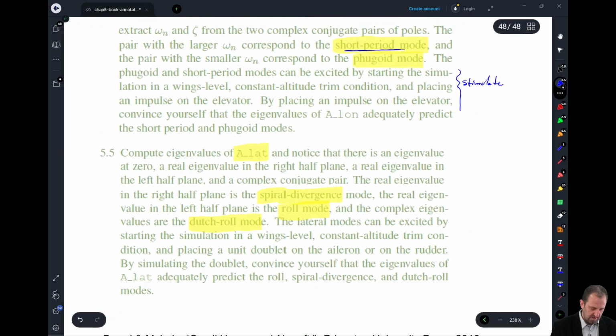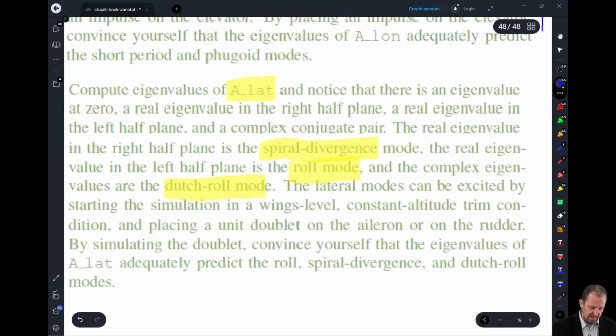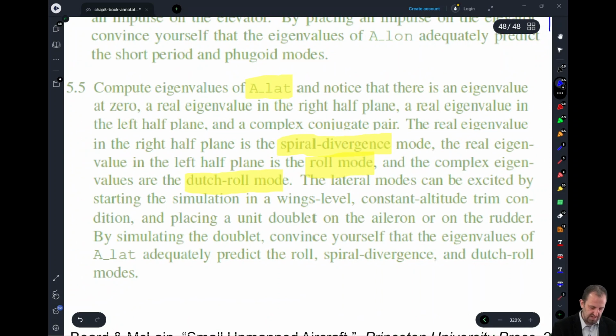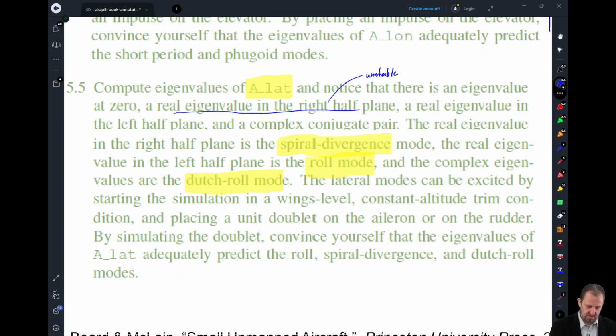Okay. Then when you look at the lateral dynamics, there's an eigenvalue at 0 again. There's going to be a real eigenvalue in the right half plane. So this is an unstable eigenvalue. So we know our system's going to diverge eventually. And a real eigenvalue in the left half plane and a complex conjugate pair. So the real eigenvalue in the right half plane is our spiral divergence mode.